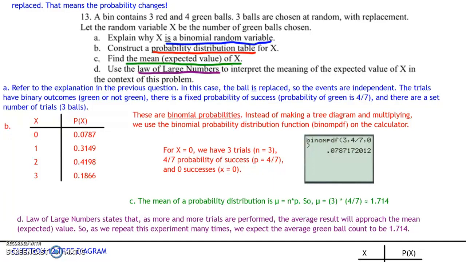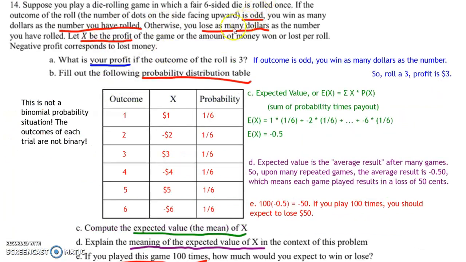All right, moving on to question number 14. It talked about a dice rolling game. The dice rolling game was simple. If you roll an odd number, you win that amount of money, so $1, $3, and $5. If you roll an even number, you lose that amount of money, so -2, -4, -6. This is your probability distribution table. Your profit, if the outcome of the roll is 3, you win $3 because it says you win as many dollars as you rolled if it's odd.